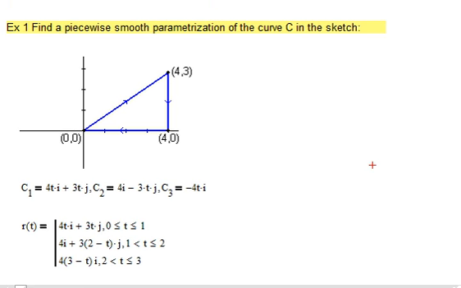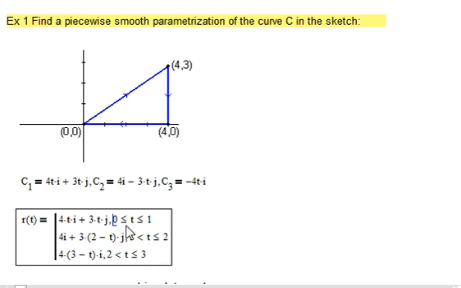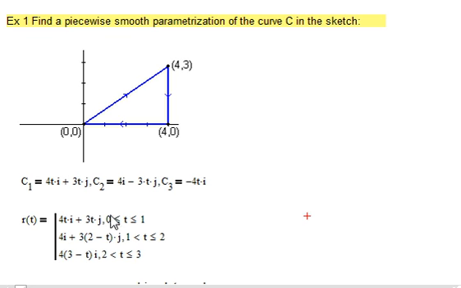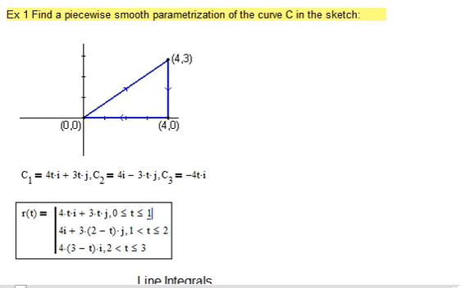This is one of many possible parameterizations of this curve. I just thought I'd try to pick the simplest one, and it's kind of nice in that I start at 0 for t, and I go all the way up to 3, including both endpoints, and I don't have any overlapping problems, because this is less than or equal to 1, and this is greater than 1. So there's a very nice parameterization of this curve, right? And that might be the hard part of many of these problems.